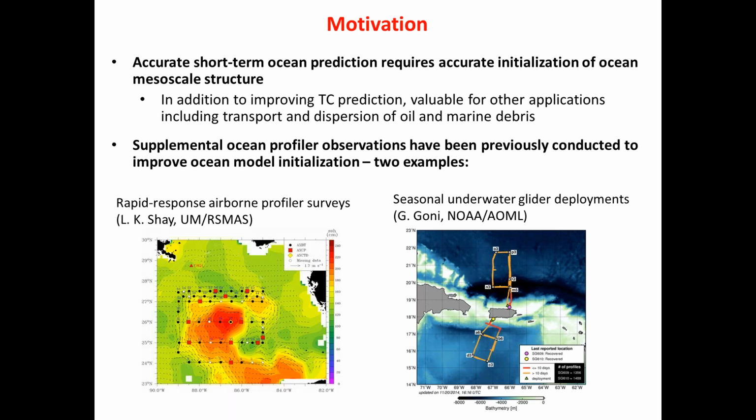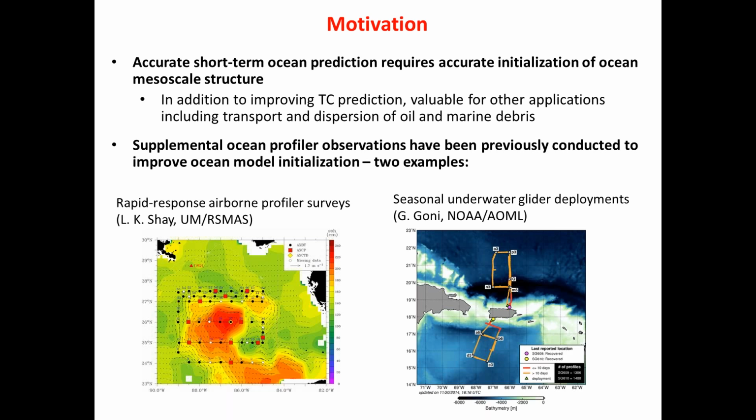Supplemental ocean profiler observations have previously been conducted with the express purpose of improving ocean model initialization. Two examples: on the lower left are P3 ocean profiler surveys conducted after the Deepwater Horizon oil spill. These types of surveys have also been conducted ahead of hurricanes to try to improve initialization ahead of storms.